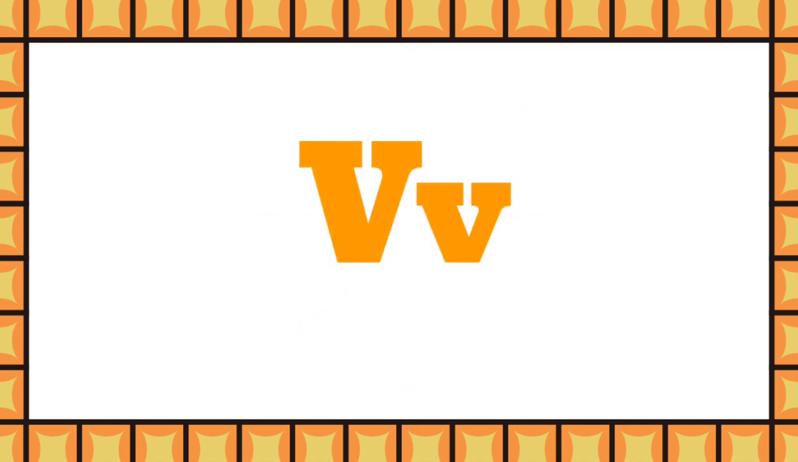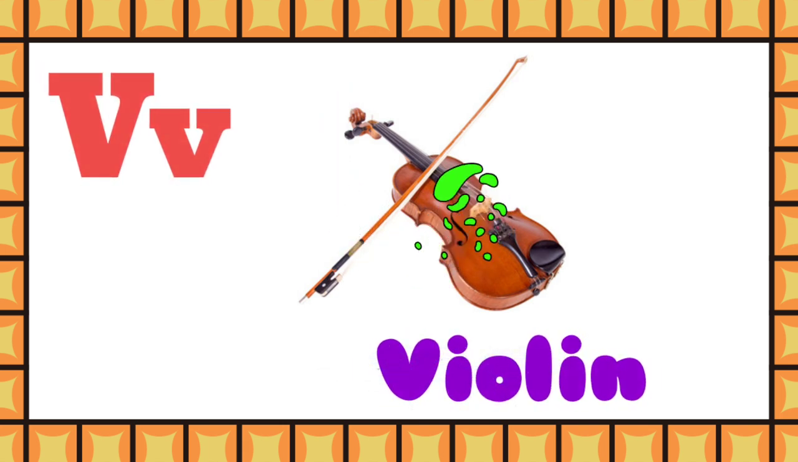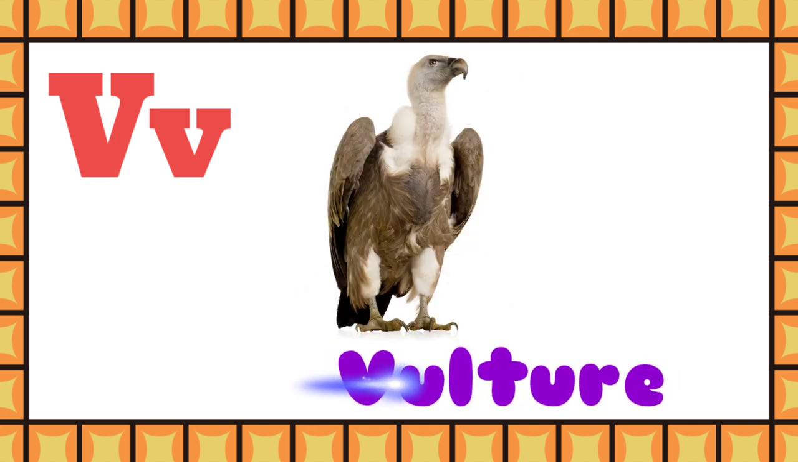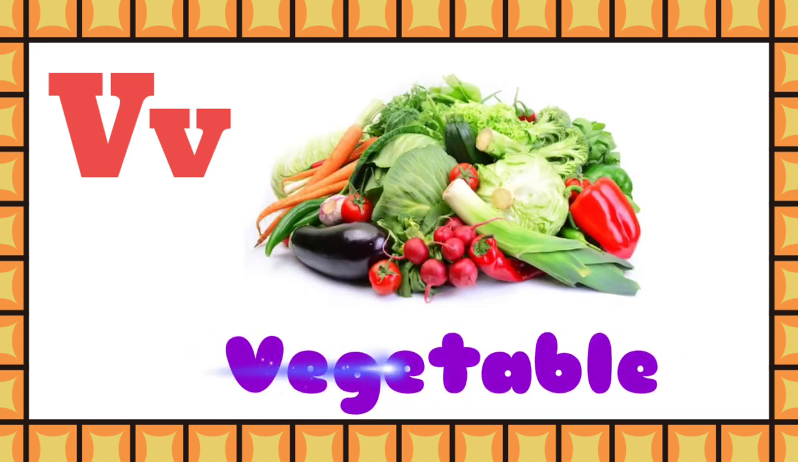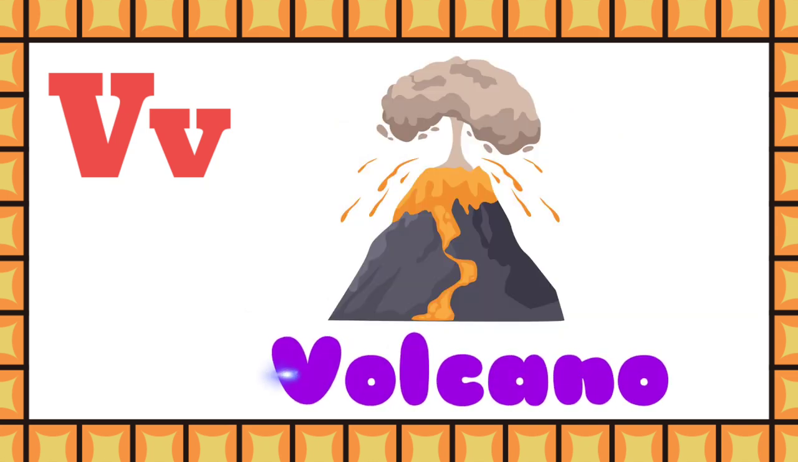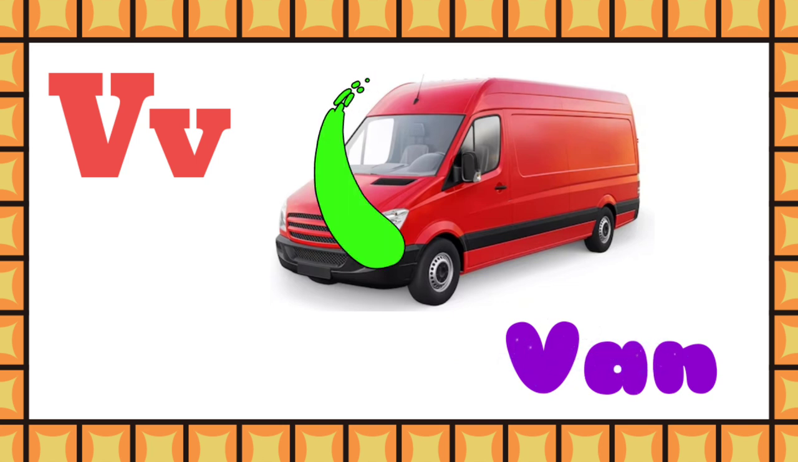Here comes your letter V. V for violin. Violin. Vulture. Vulture. Another V for vegetable. Vegetable. Volcano. Volcano. And lastly, V for van. Van.